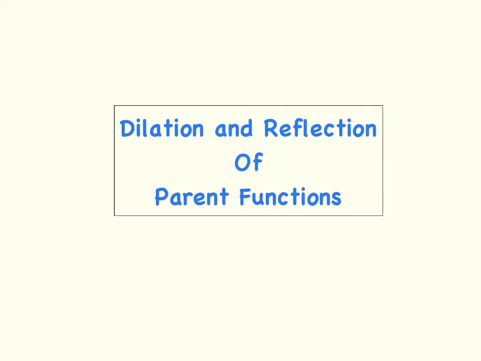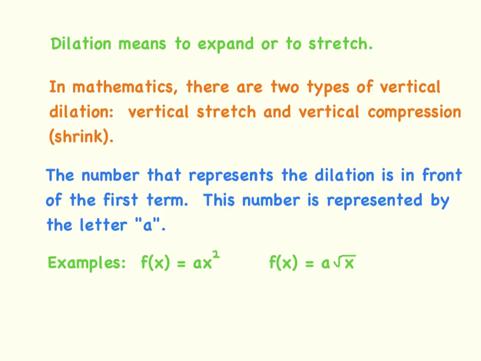Welcome to my video on dilation and reflection of parent functions. Now let's get started. In general, when we think of the word dilation, it means to expand or to stretch. In mathematics, we can dilate a function two ways, vertically or horizontally. And today what we're going to be talking about are two types of vertical dilation. The first one is vertical stretch, and the second one is vertical compression or shrink.